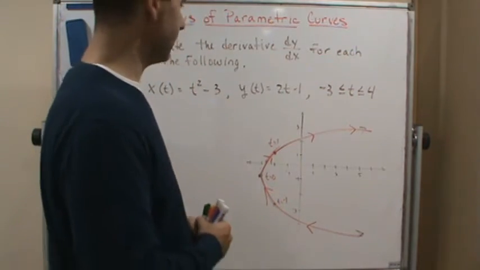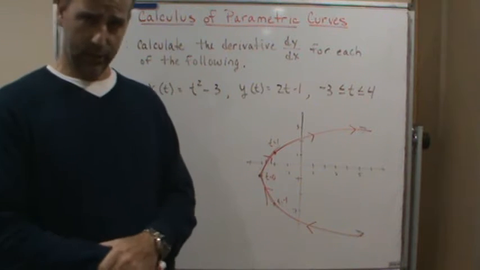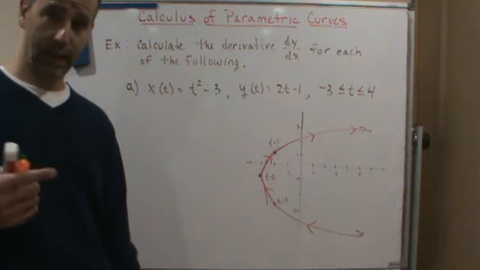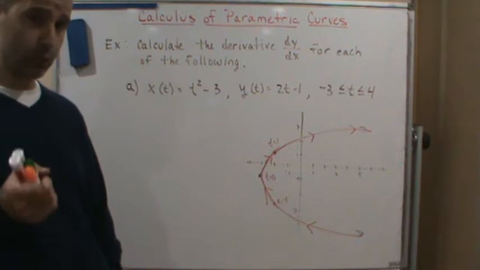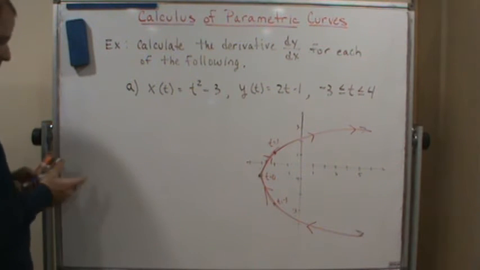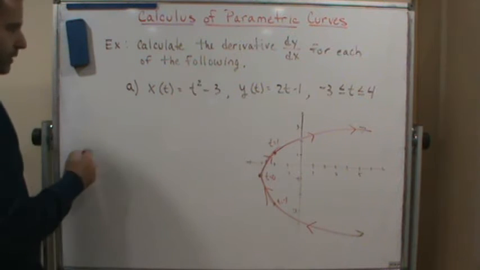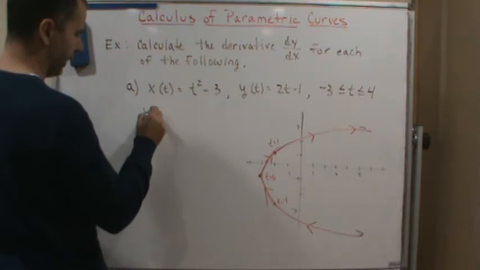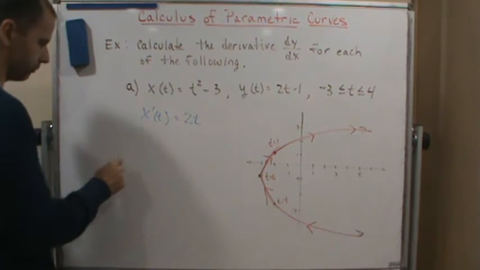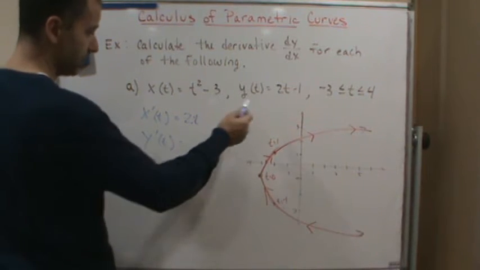So in this example, I'm going to do 3 examples. Example A is this. I'm going to find the slope of the tangent line, the slope function, and I'm going to find the slope at any critical values. Okay, so first of all, let's take the derivatives of x sub t and y sub t. So x prime of t is equal to 2t, y prime of t is equal to 2.